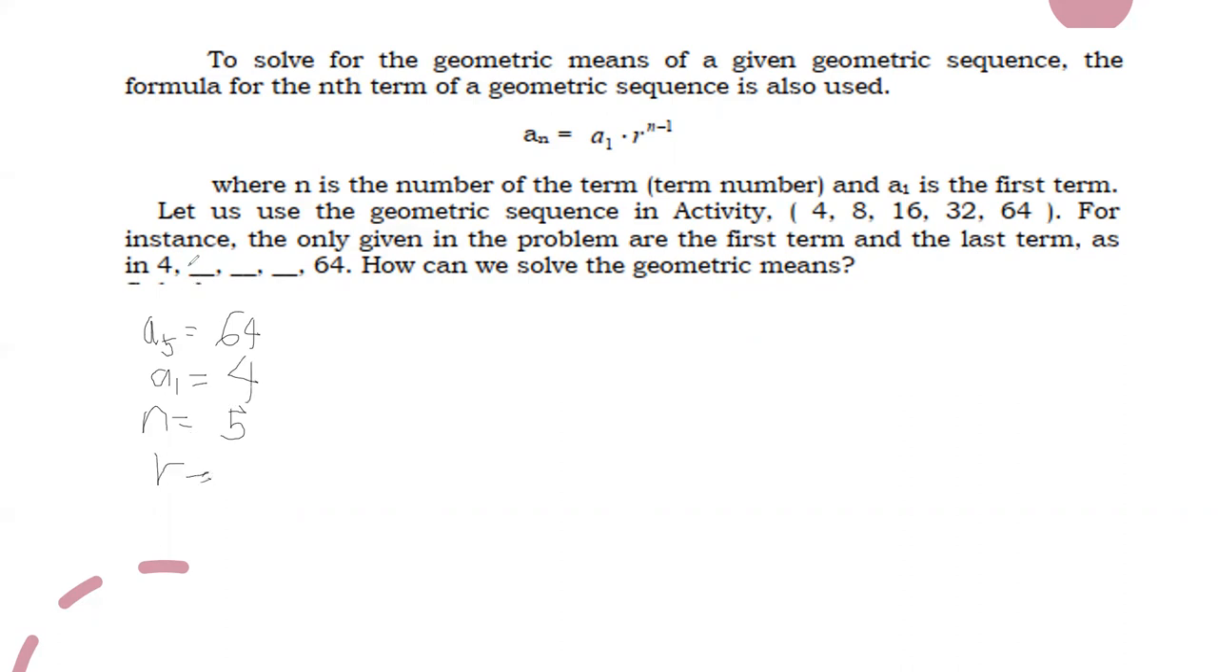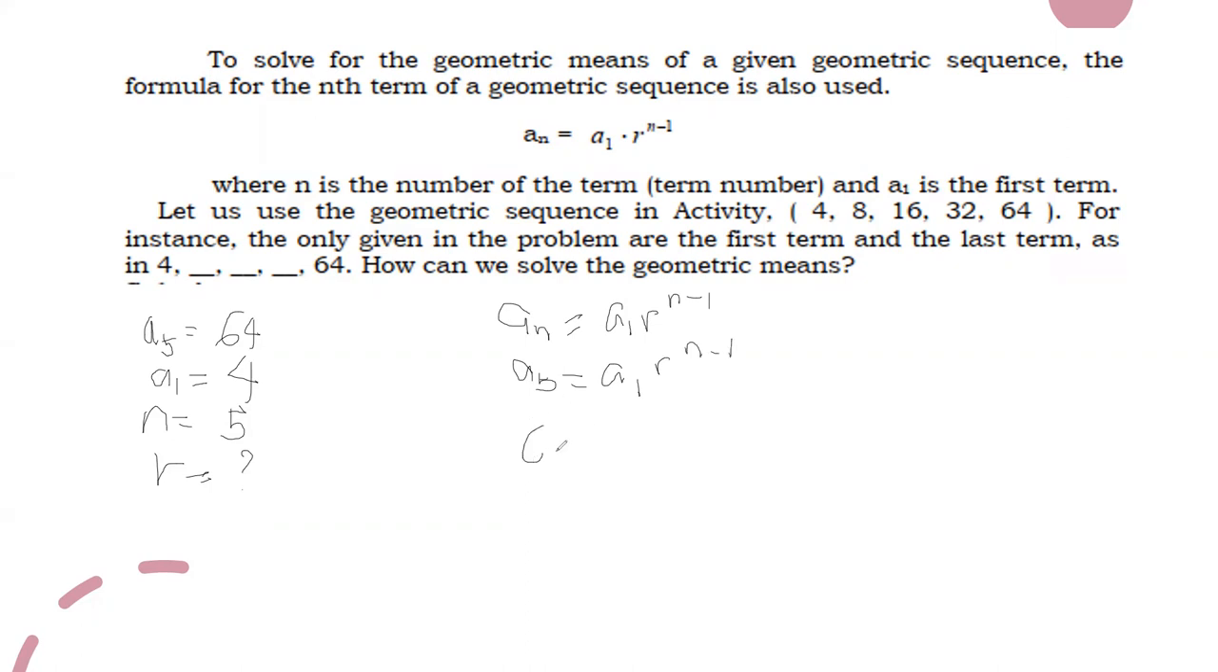Ang nawawala dito ay R. Kasi wala tayong magkasunod na second term at first term. May mga blanks in between. So, ang una nating gagawin ay hanapin si R. At paano natin hahanapin si R? Yun pa rin ang gagamitin natin, which is A sub n equals A sub 1 times R raised to n minus 1. Pero in a different form. Since A sub 5 is given, A sub 5 equals A sub 1 times R raised to n minus 1. Yan ang magiging form niya.